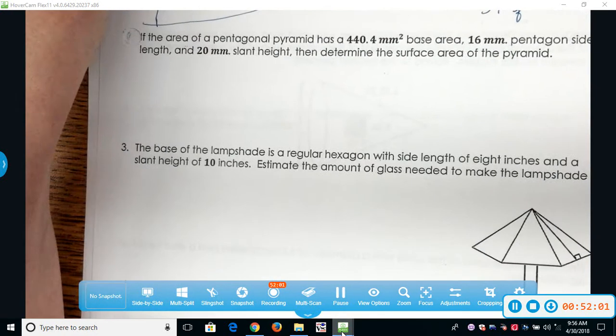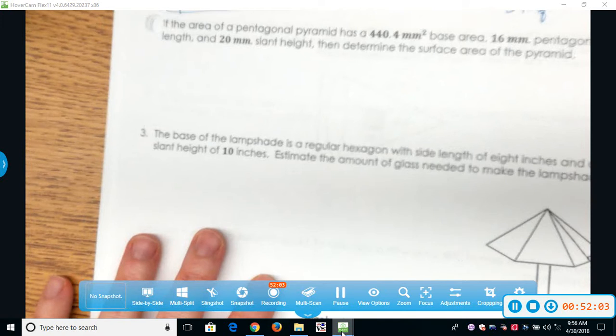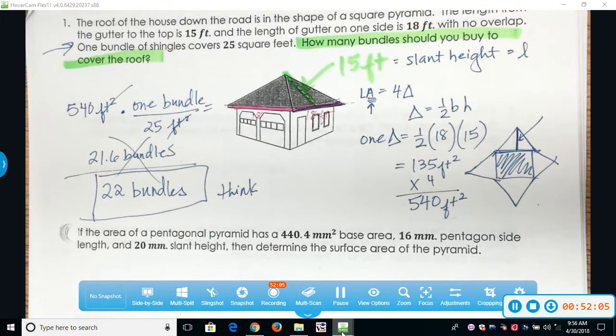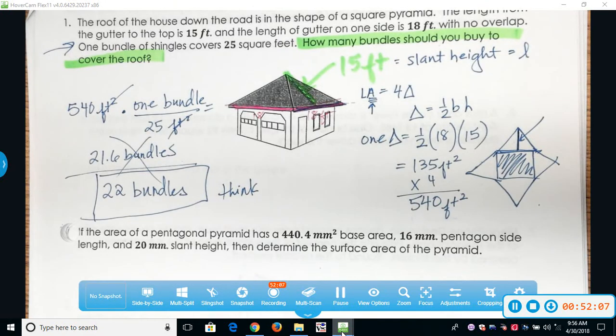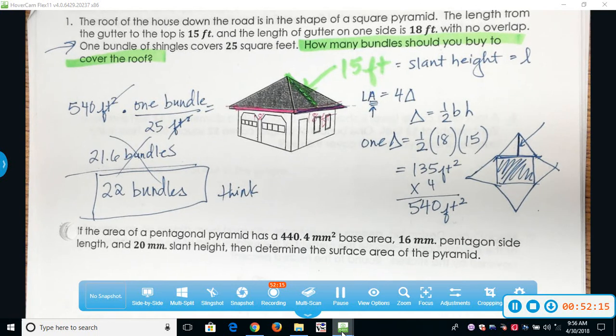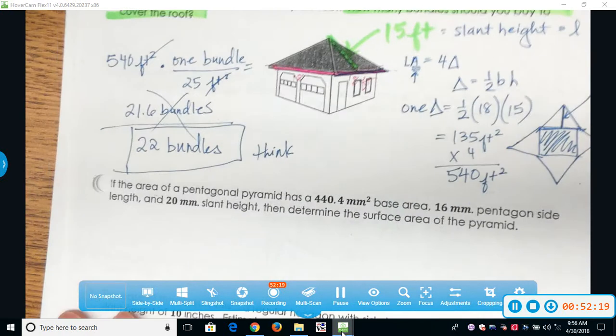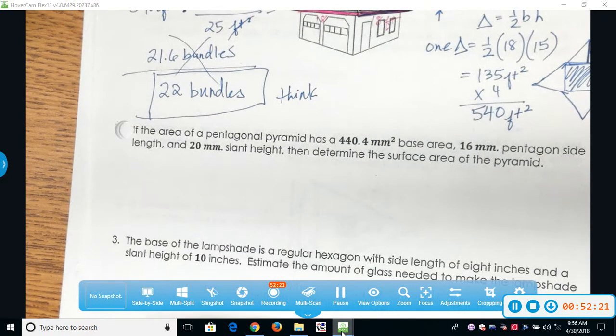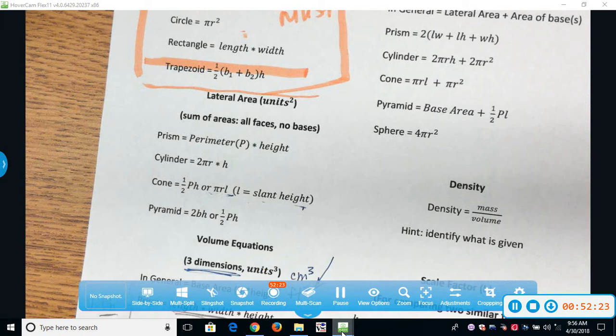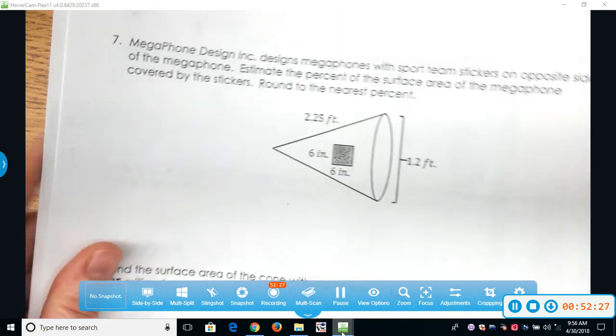All right, let's see how much we have left. Yeah, we do. So we're going to skip that one. We're going to skip to the back, and we're going to do a cone really fast.